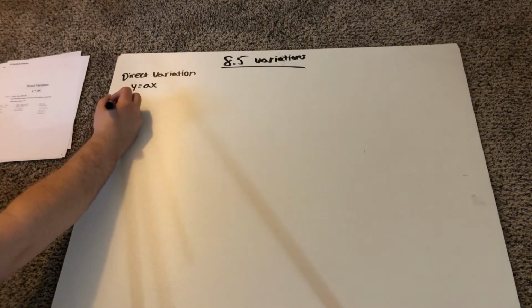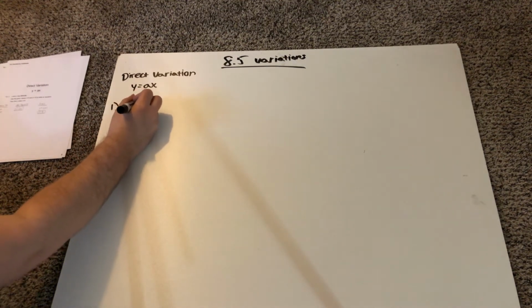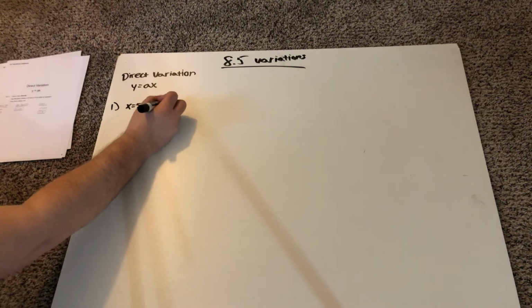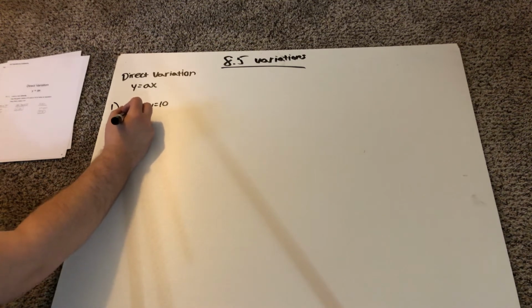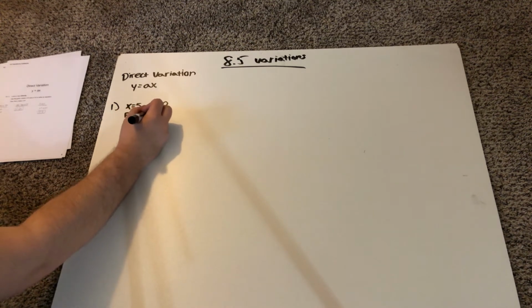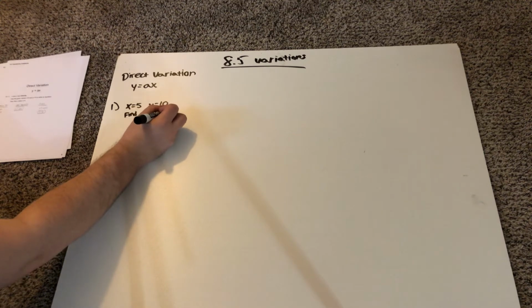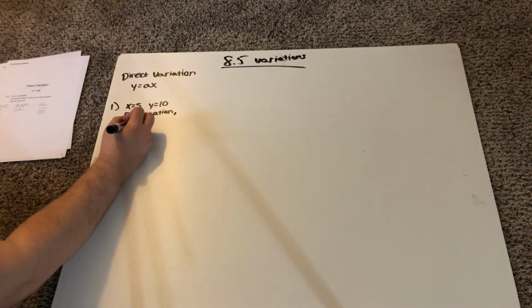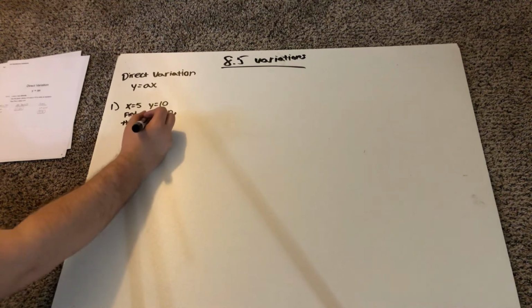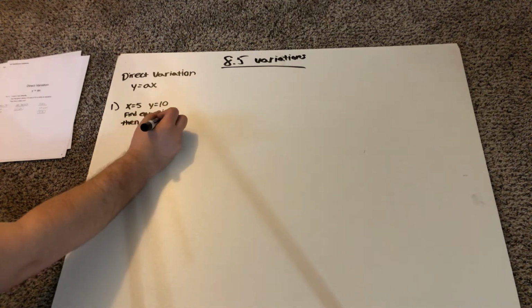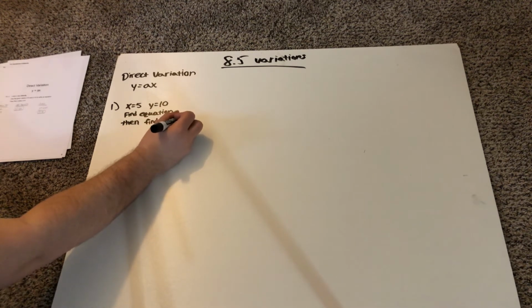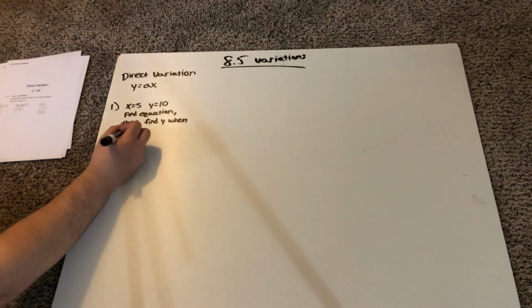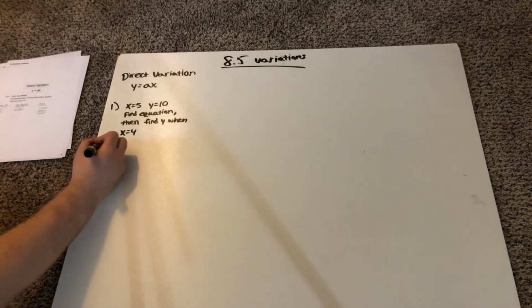So for number 1, we're given x equals 5, y equals 10. We have to find an equation, then we have to find y when x is equal to 4. So our first step is we have to find a.